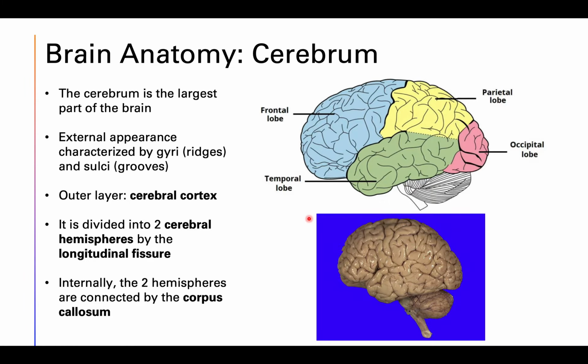Also, the cerebrum can be divided into 4 distinct lobes, which you might recognize are related to the cranial bones that I just discussed. We have the frontal lobe, parietal lobe, occipital lobe, and temporal lobe, which each perform a physiologically distinct function.